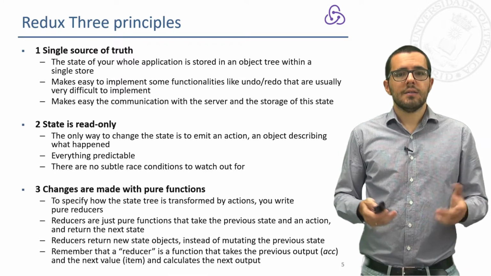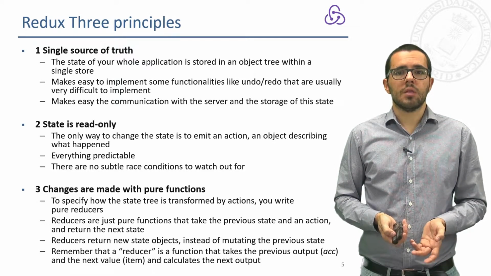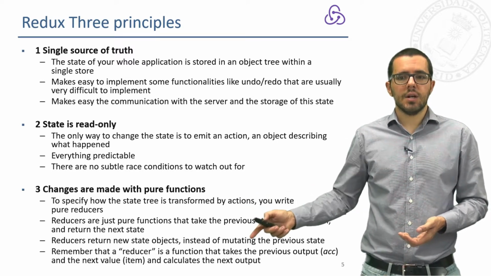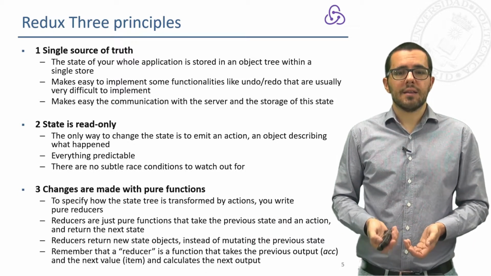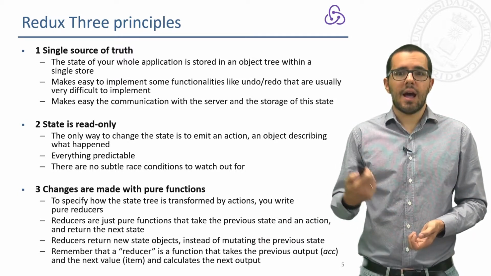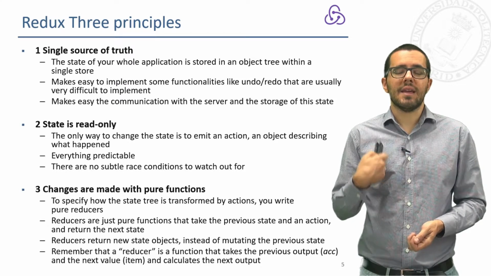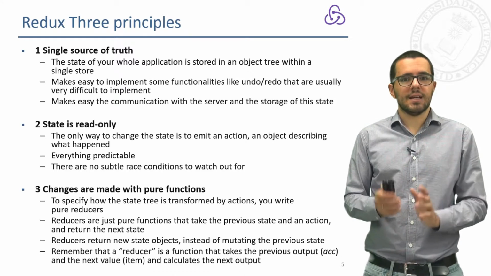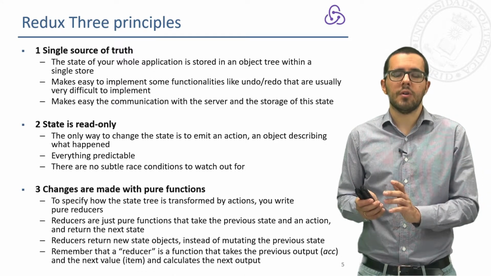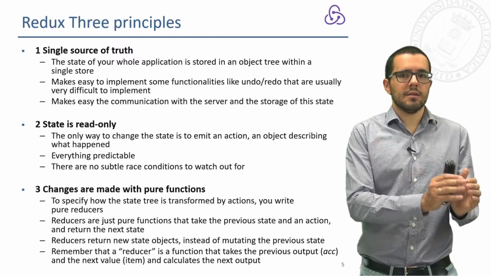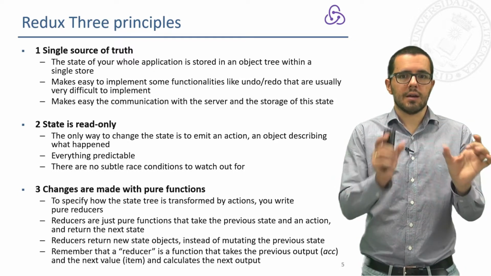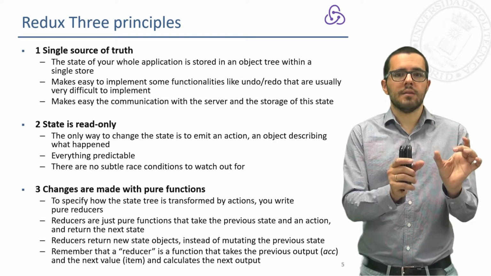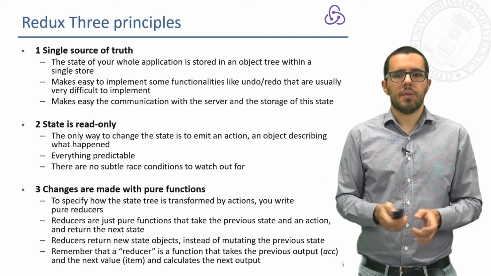And finally, the third principle: these changes are made with pure functions that are reducers. These reducers will take the state and the action and will return the next state. So they are exactly like the reducers I described before: previous state plus the action, like we saw with the accumulator and the item, and will return the next state. Perfect.